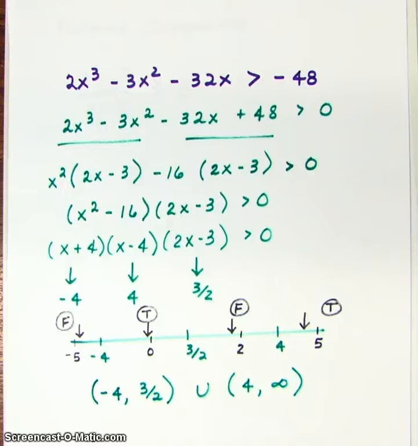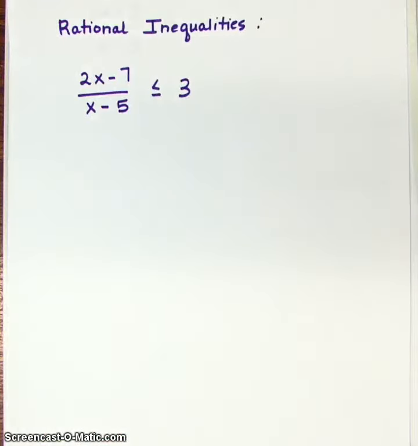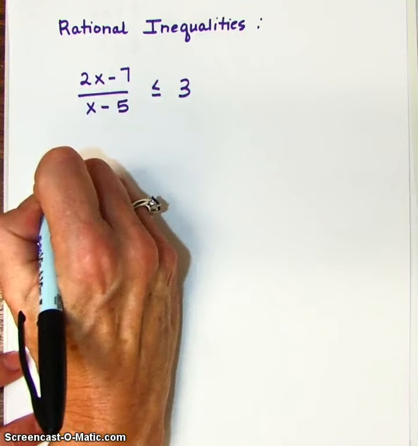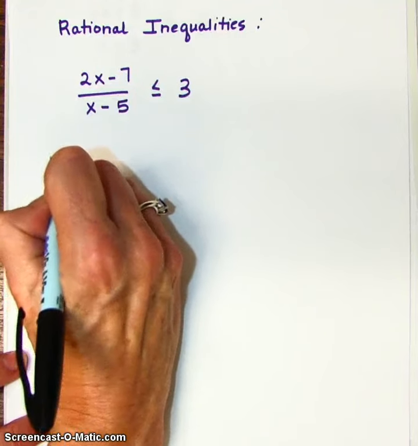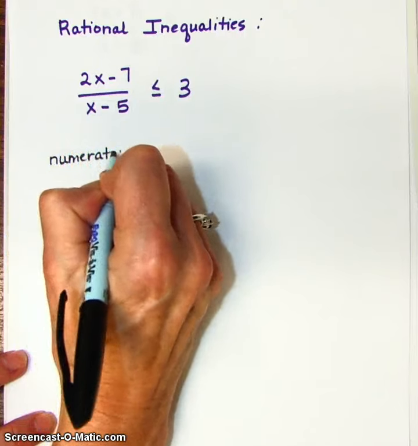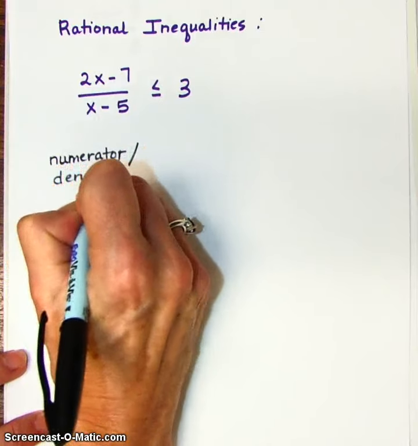I've got 2 minutes and 30 seconds to get the last one in, so I'm going to do it very quickly. This is a rational inequality. Rational just means a fraction with an x in the bottom. Rational inequalities are going to also use critical points. We're going to look for those places in the numerator and denominator that would give you a 0.